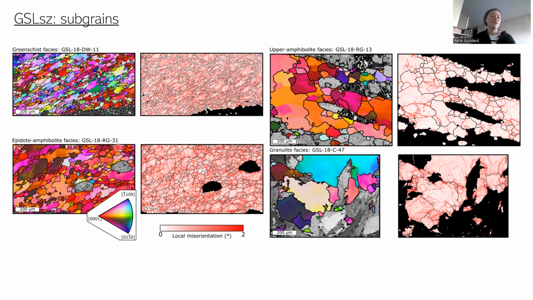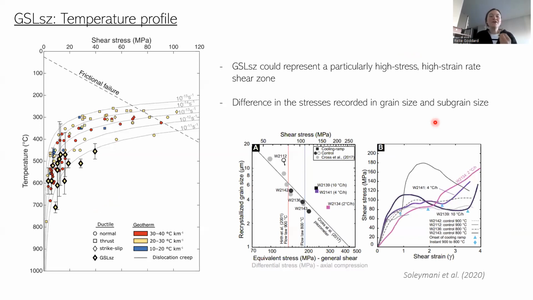And here you can see representative microstructures across a range of different facies, from greenschist all the way up to granulite. And you can see that we have these beautiful subgrain structures within all of them. So putting it back onto way back at the beginning of this talk, where I was giving you that strength depth profile of all the different studies from 2014, which I do realize now is 10 years ago, so maybe I should go around updating that.